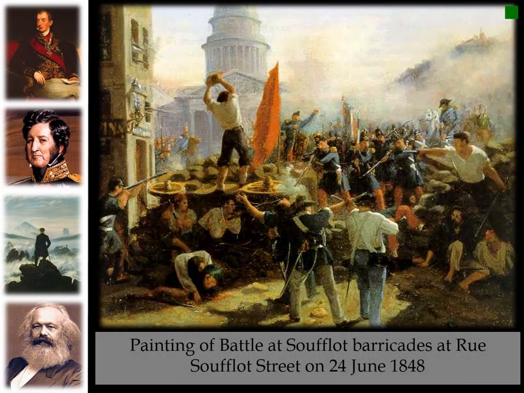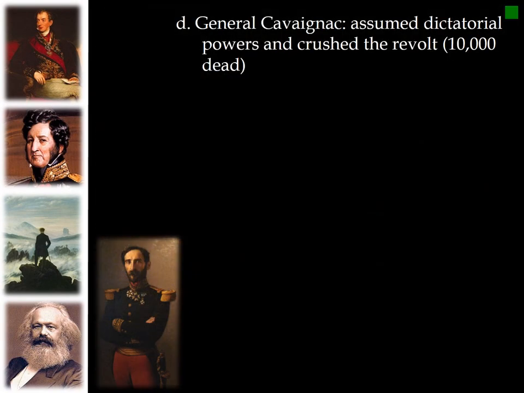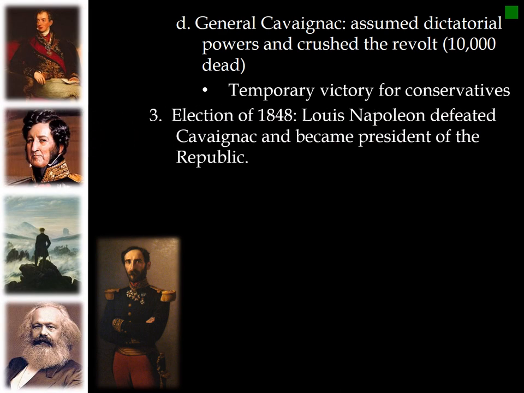This painting shows the Battle of Soufflot barricades at Rue Soufflot Street on 24 June 1848. General Cavaignac assumed dictatorial powers and crushed the revolt, resulting in about 10,000 dead. This was a temporary victory for the conservatives. And this will eventually lead to a set of new elections in the fall of 1848. Louis Napoleon, nephew to Napoleon Bonaparte, defeated Cavaignac and became the president of the Second French Republic.